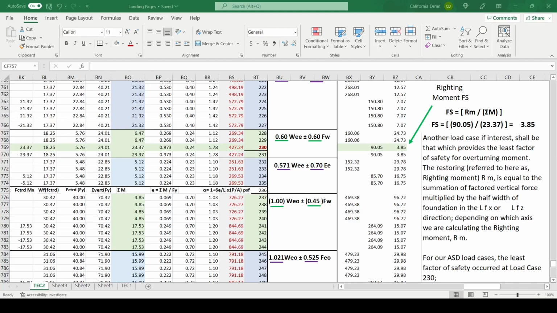Another load case of interest shall be that which provides the least factor of safety for overturning moment. The restoring moment, referred to here as righting moment, Rm, is equal to the summation of factored vertical force multiplied by the half width of foundation in the LFX or LFZ direction, depending on which axis we are calculating the righting moment, Rm. For our ASD load cases, the least factor of safety occurred at load case 230.